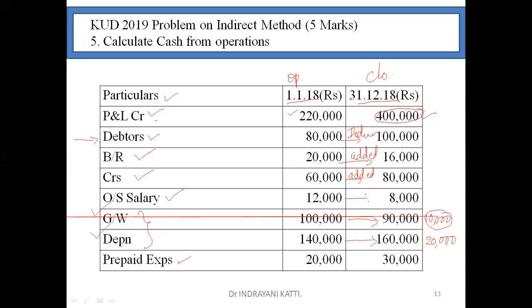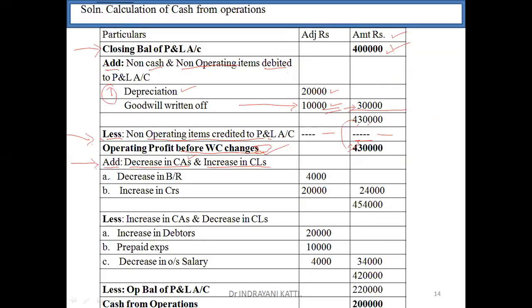It is decreased. It is not added right now. Goodwill is already taken. Depreciation is taken. Prepaid expenses, it is increased. It means we have to add. So what is the title we have written here? Decrease in current asset is added. Increase in current liability is deducted.